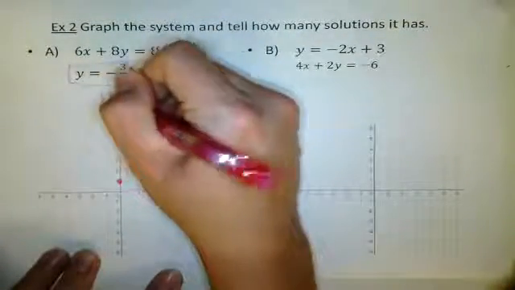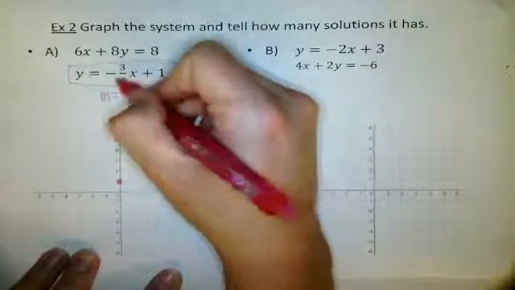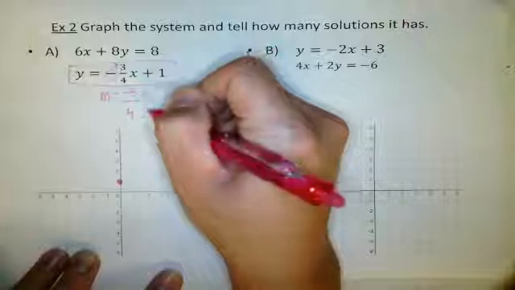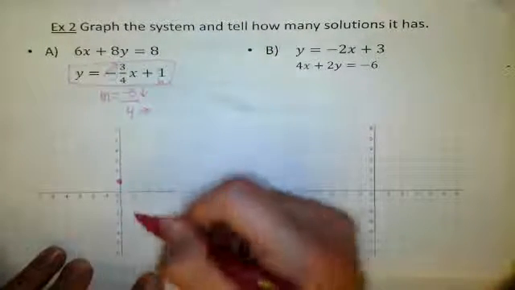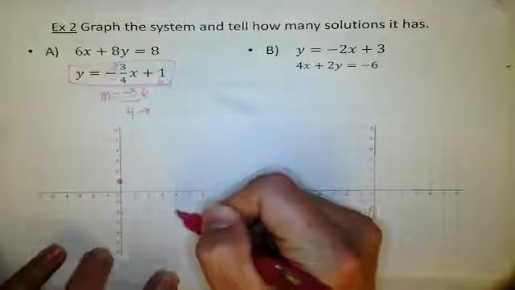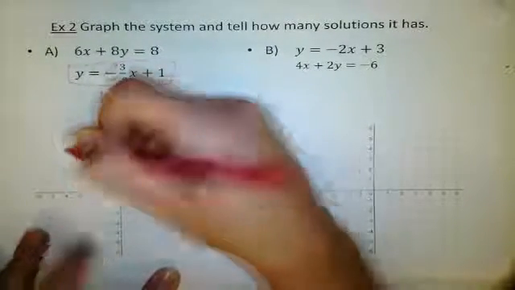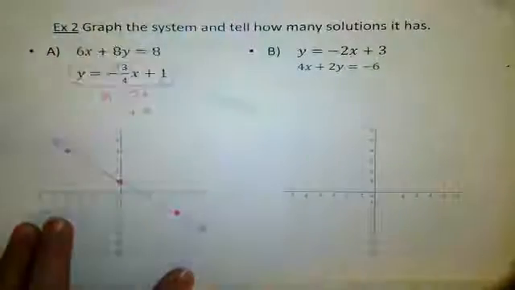And what's the slope tell me to do? Down 3 over 4. You'll notice we take the negative and we put it with the top number. Down 3, right 4. So down 1, 2, 3, right 1, 2, 3, 4. And I'm going to go in reverse. All right. So here is my pink line.